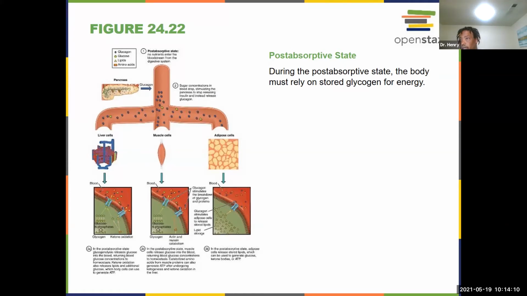And then in the case of the adipose tissue, you're basically going to release some of that stored fat, and then it's going to release fat molecules, and those fat molecules are then going to be broken down to make more glucose and ketone bodies and ATP. Or I should say lipid molecules to be precise. Okay? Questions?